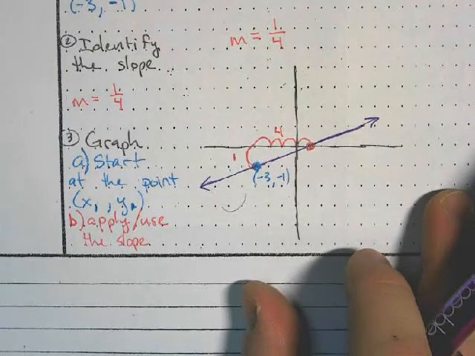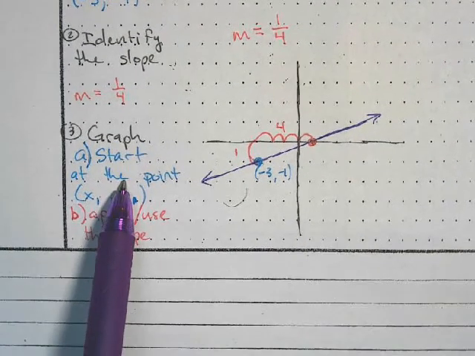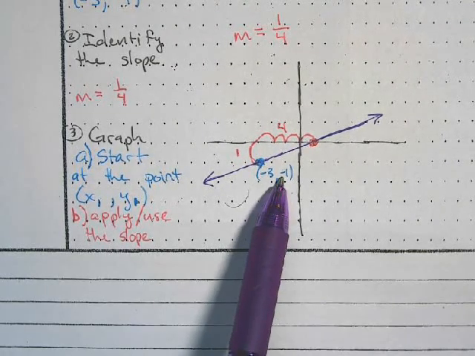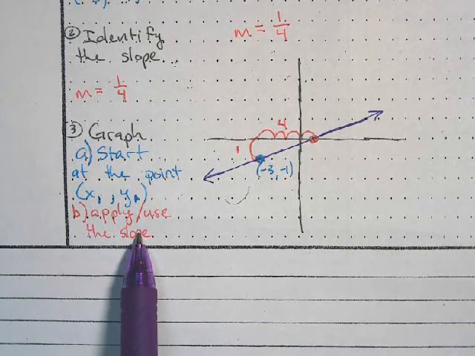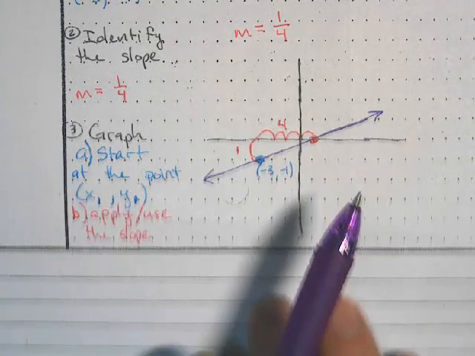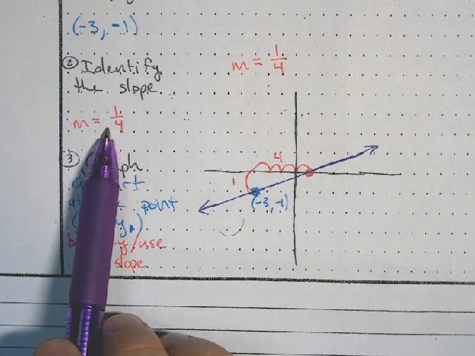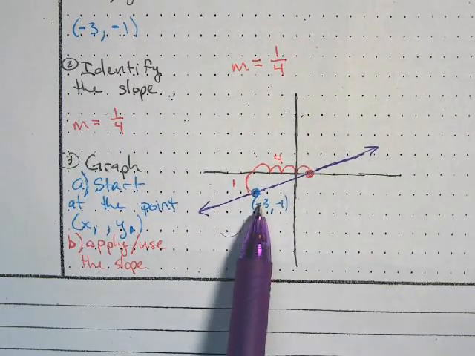Next we graphed. To graph we have to start with a point. So we found our point that we're starting with, and then we apply the slope. So if we can identify our point and our slope, then we can graph a line, like so.